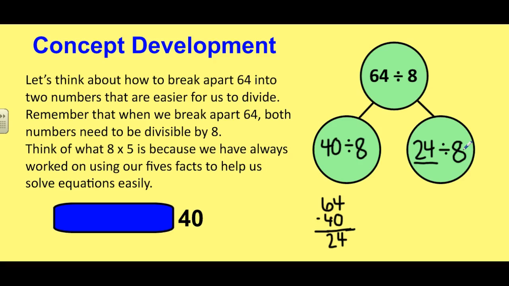Remember, we started this whole thing by thinking of our 5's facts. So we had to ask ourselves, 8 times 5 was what? Because that was going to give us the number that we can multiply 8 by. And that gave us 40, so all we had to do was add 24 to 40 because we knew that 24 and 40 made 64. So we have 64 divided by 8 broken apart into two different equations now.